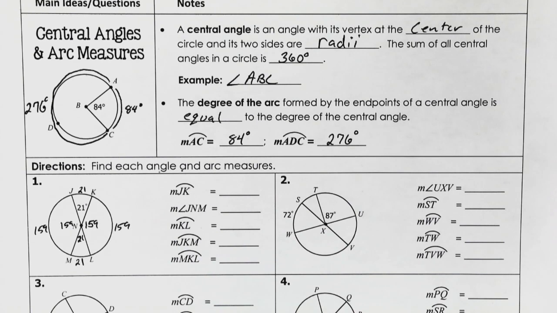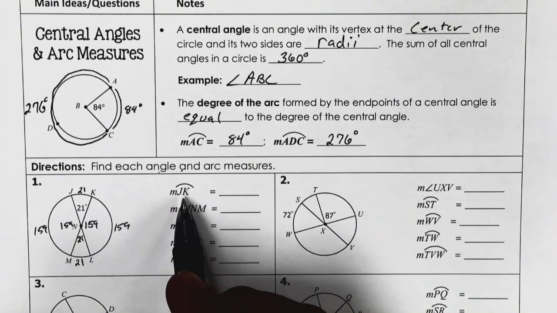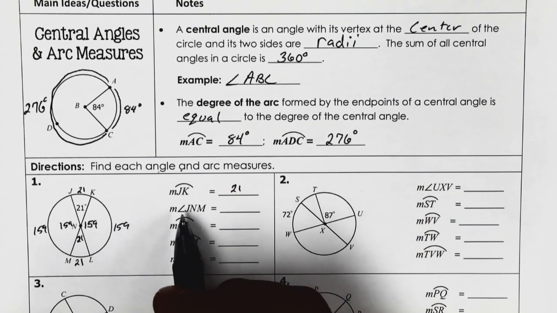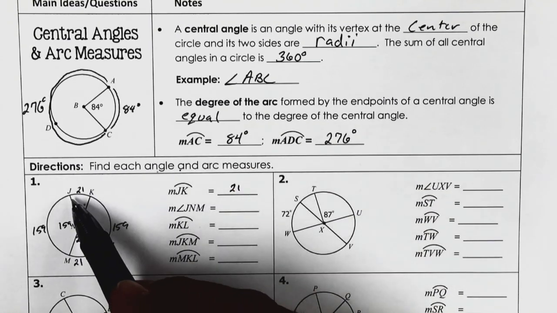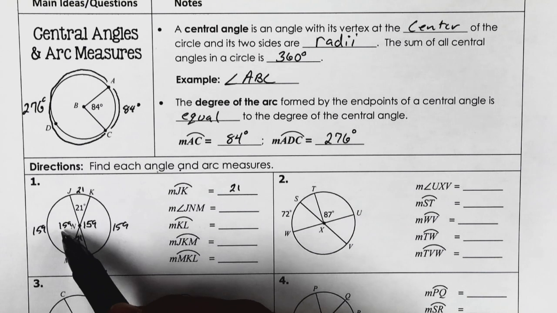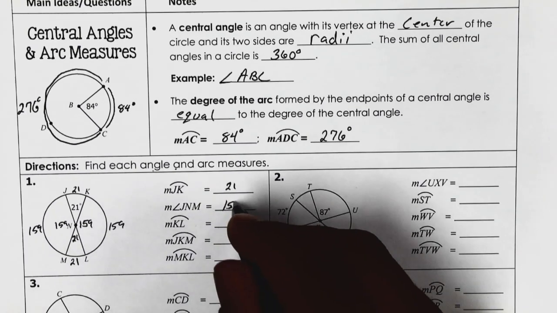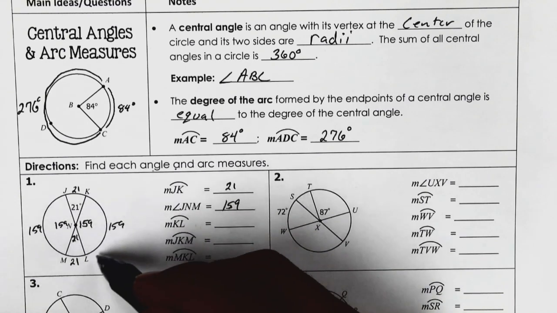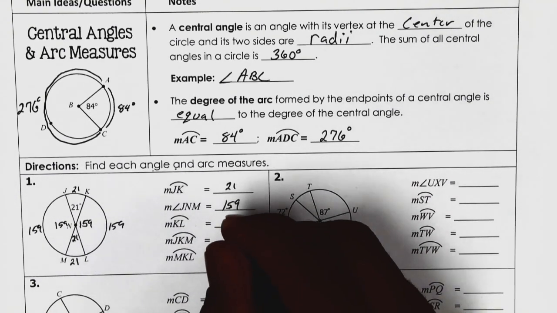And then from there, we have all of our parts of the circle labeled. So now we can go ahead and get our measures. So arc JK is 21. The measure of angle JNM is 159. Arc KL, so K to L, is 159.